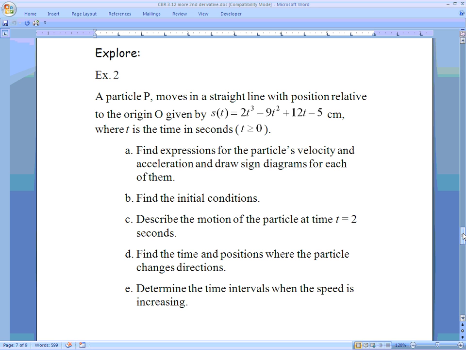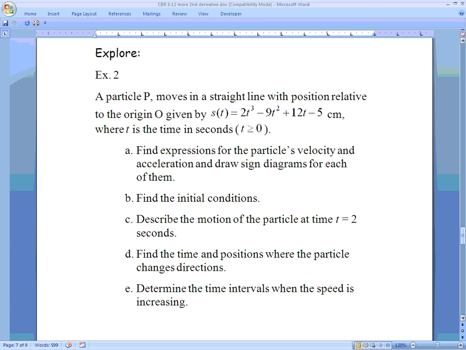Particle P moves in a straight line with a position relative to the origin O given by s of t equals 2t cubed minus 9t squared plus 12t minus 5 centimeters, where t is the time in seconds, and t must be greater than or equal to 0. So time is only positive in this case. Find an expression for the particle's velocity and acceleration. Draw sign diagrams for each of them.